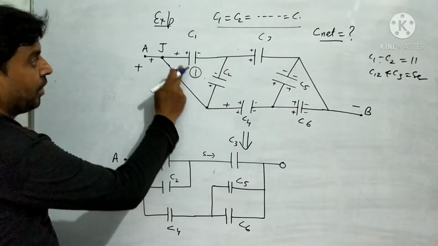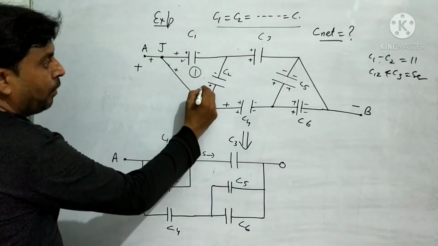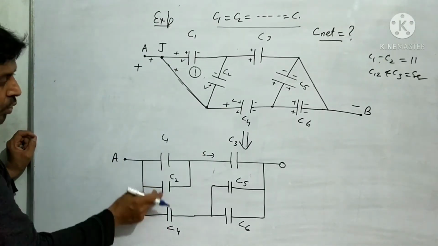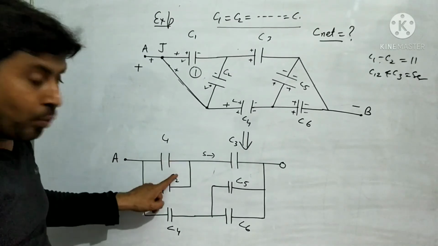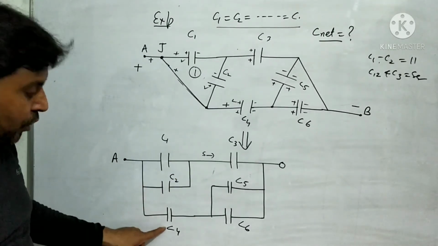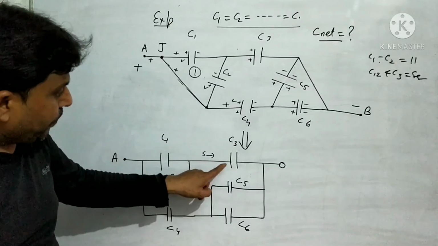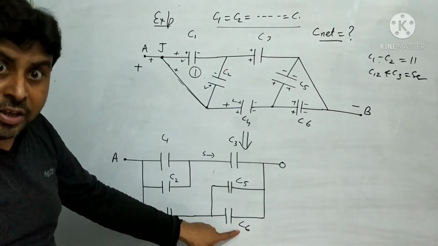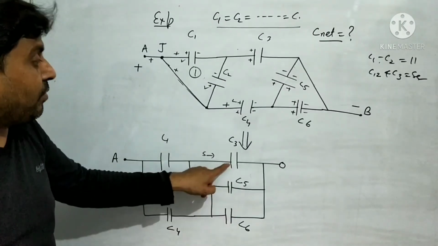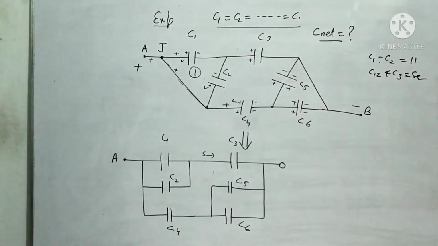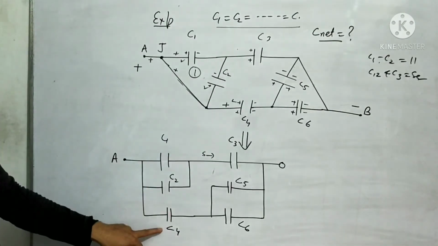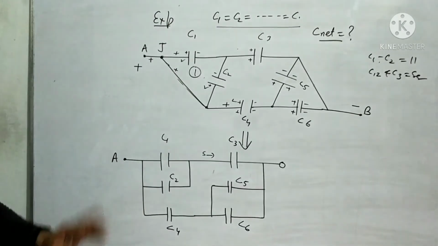C4: positive plate, positive plate, all are connected with the same circuit. That's why C4 is also parallel. C1, C2 parallel, and C4 is also parallel. And C3 is in series, C5, C6 are in parallel, and these are connected in series. Clear? So I want to calculate. First C1 here, C2 here, C4 here. Okay? So calculate C1, C2 initially.